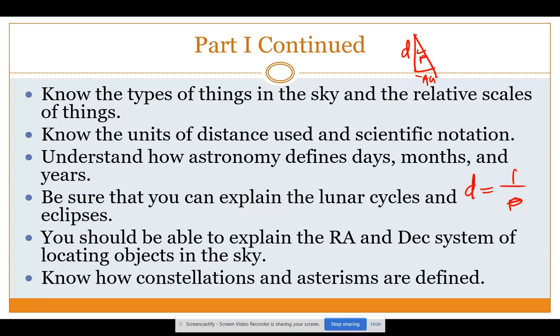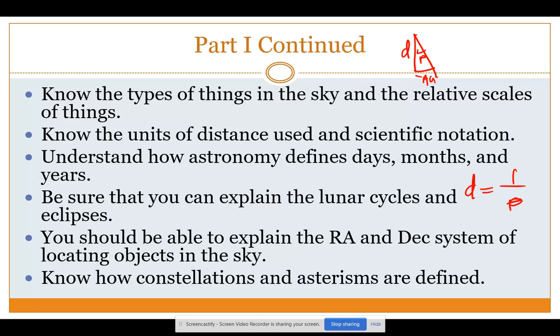Quickly, what is the definition of a day? Day is the time it takes for the Earth to do one rotation. There are 2 different types of days, the sidereal day and the solar day. What's the difference in sidereal versus solar?